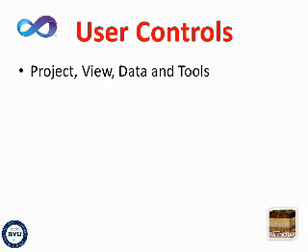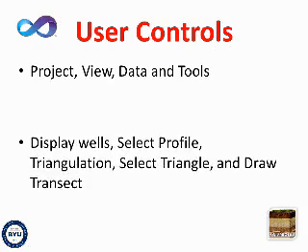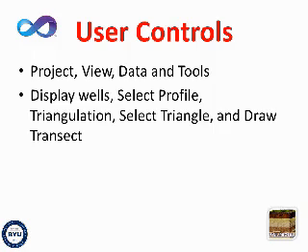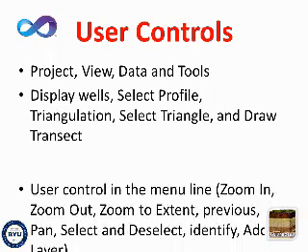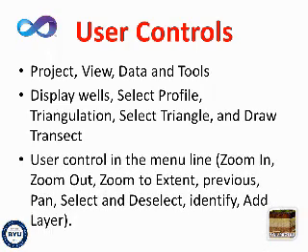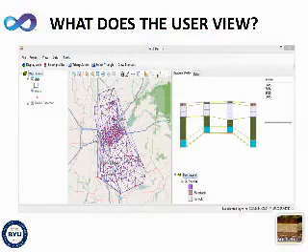We have user controls like project view, data, and tools. We have display wells, select profiles, triangulation, select triangle, and draw transect. And we have other common user control tools like zoom in, zoom out, zoom to extent, pan, select and deselect, identify. And what does the user view? Well, this is what the user sees, mainly graphical displays, and we will give you a demonstration shortly.